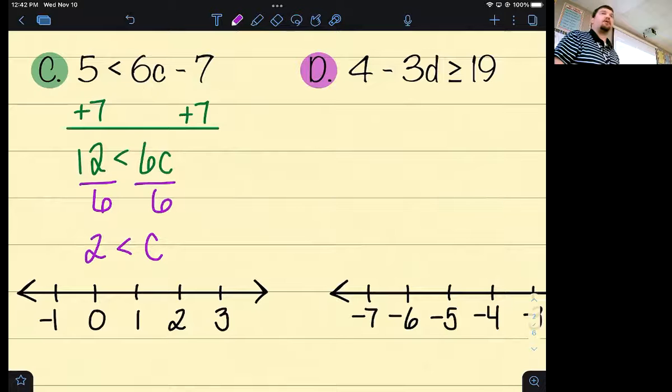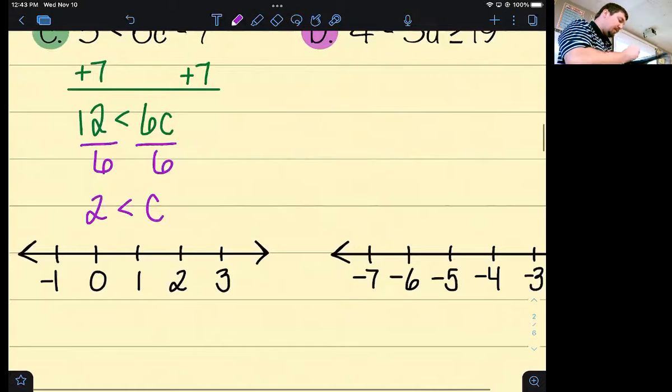Can you tell me if C is bigger or smaller than 2? Bigger. Bigger, yeah. They don't need to rewrite it to tell. So I'm going to shade to the right with an open circle.